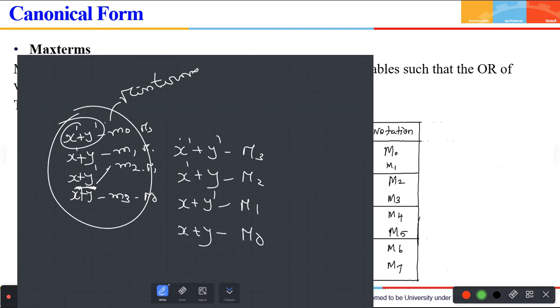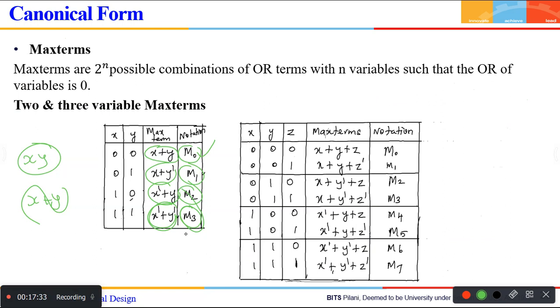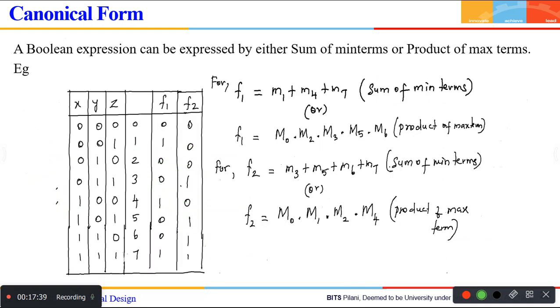So I have already shared my video with you, you can just watch it if you want. Can you tell me what is the purpose of having these min terms and max terms? It is just to simplify your equation.